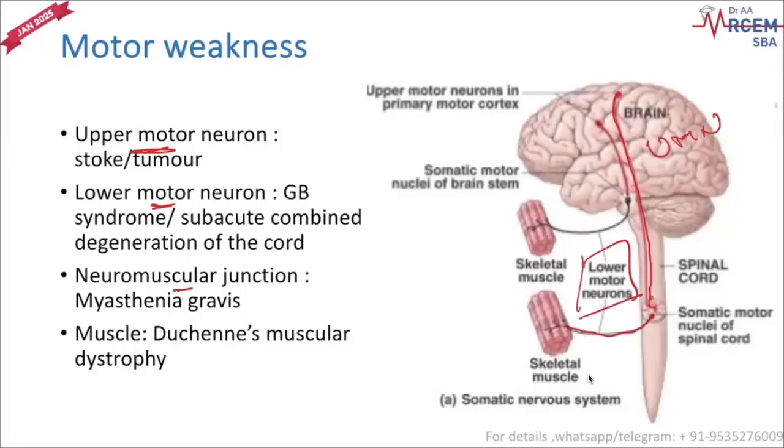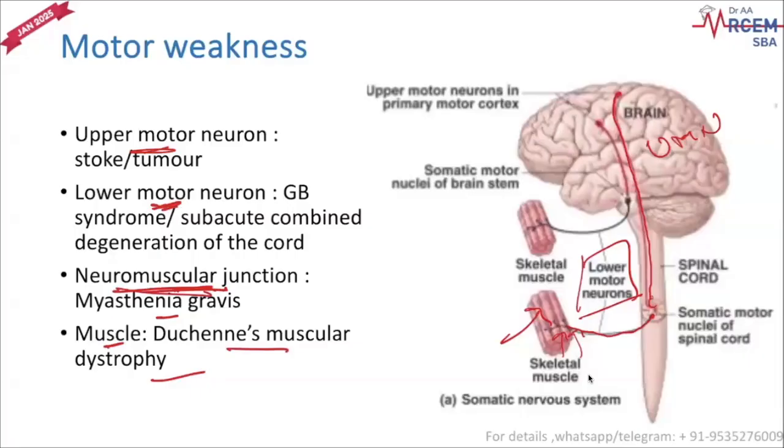There is a communication between the neuron and the muscle that is known as the neuromuscular junction, or something wrong in the muscle itself. For example, Duchenne muscular dystrophy. Neuromuscular junction: myasthenia gravis, another one, botulinum toxin, which is important, tested previously in the exam. Lower motor neurons: GB syndrome or subacute combined degeneration of the cord.